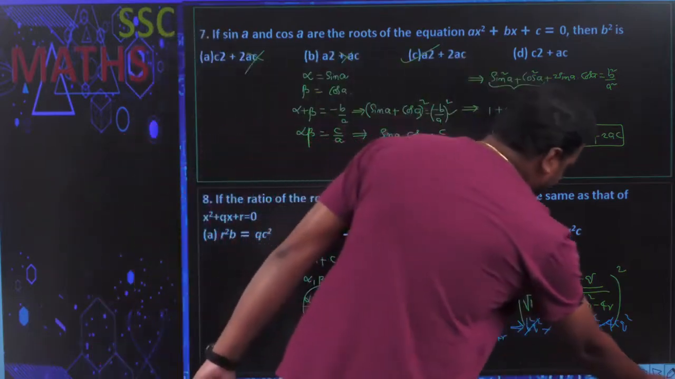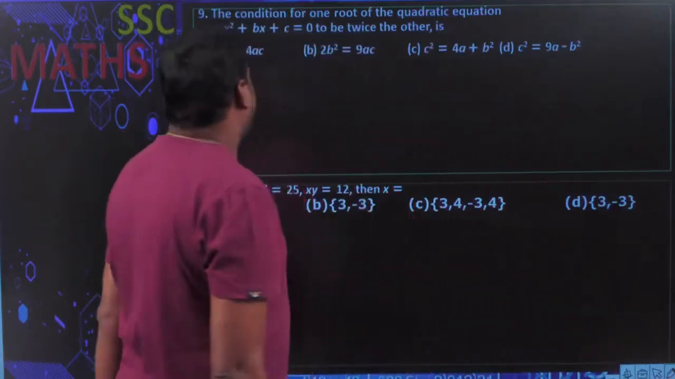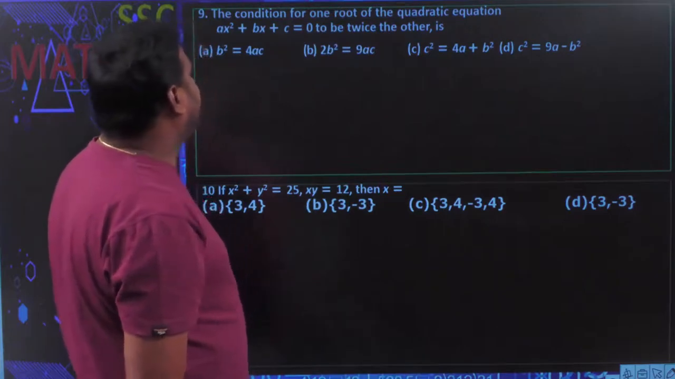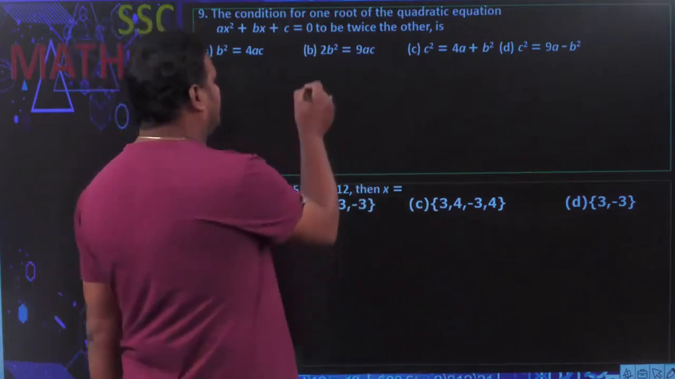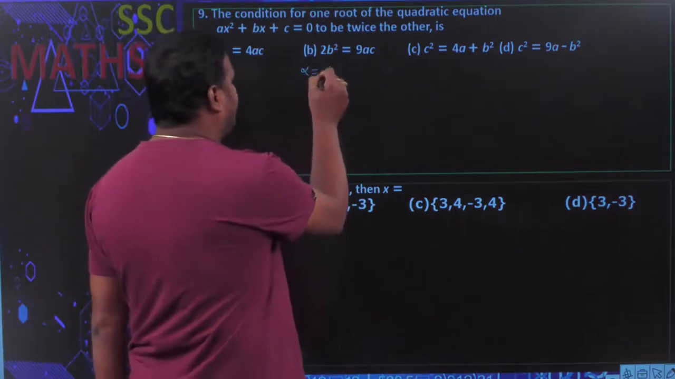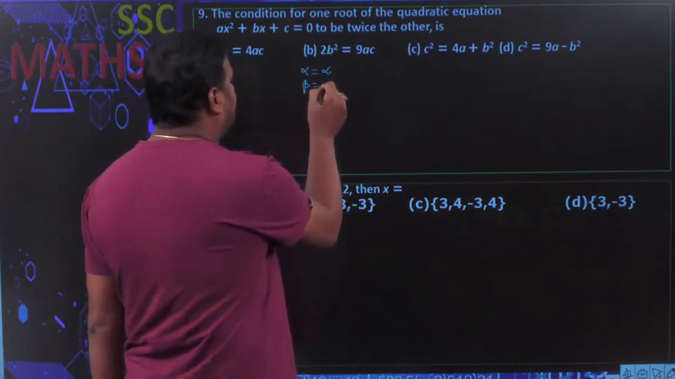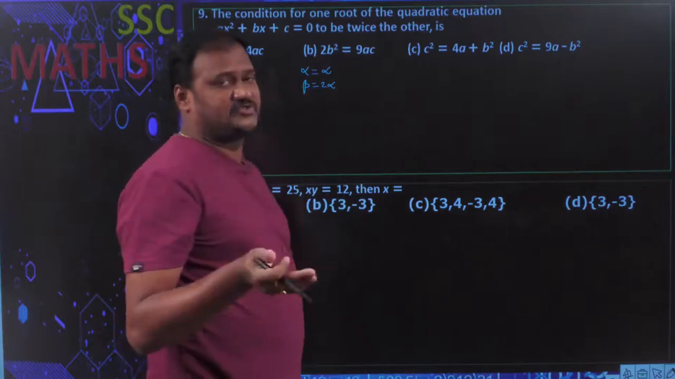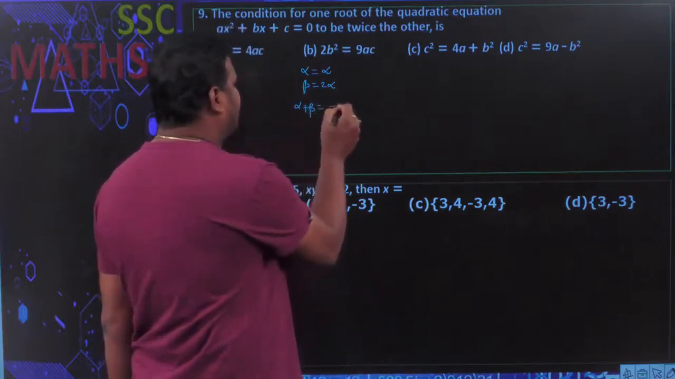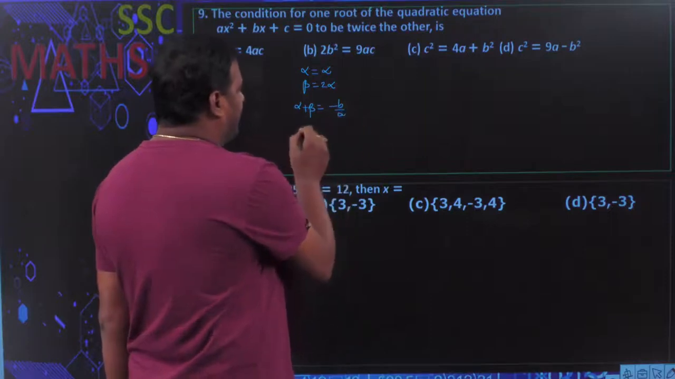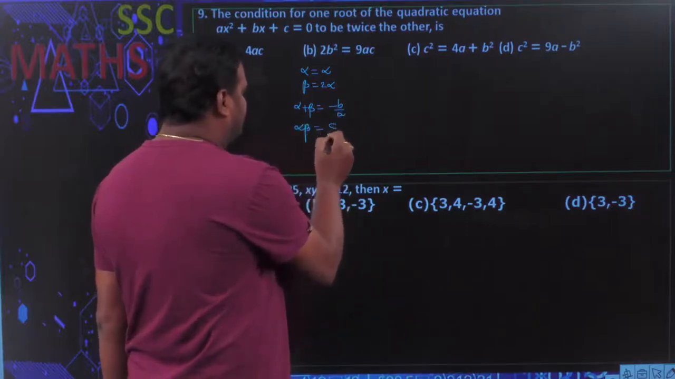Coming to the next one, the condition for the roots of the quadratic equation to be twice the other. To be twice the other means one root is alpha and the other root is nothing but 2 alpha, because one is twice the other. You know that alpha plus beta is equal to minus b by a. Alpha into beta is equal to c by a.